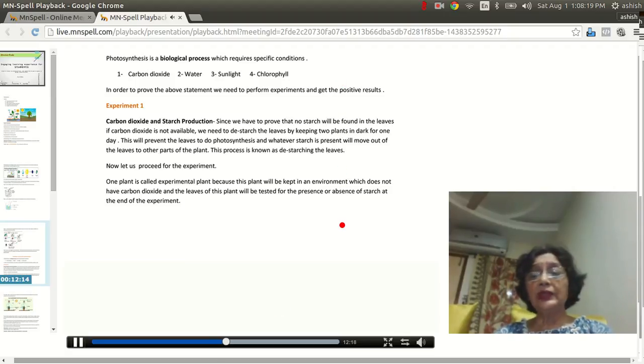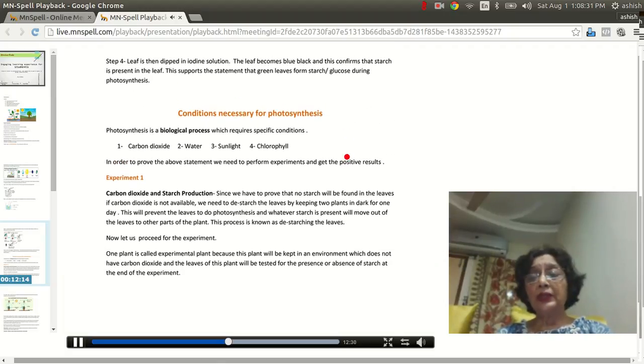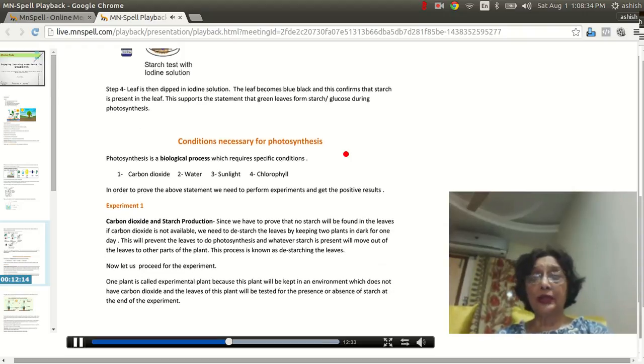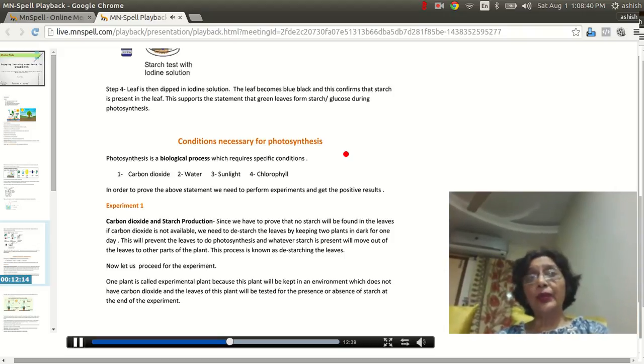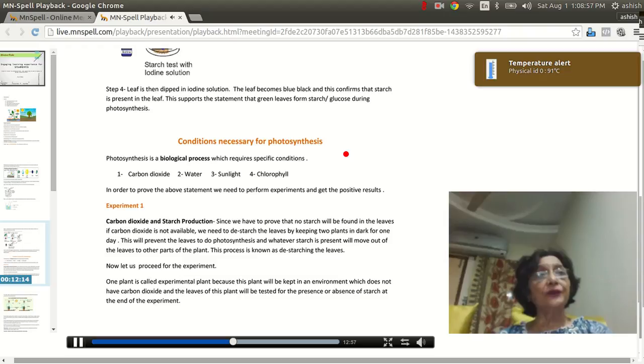Now the next thing is that we have to put the leaf in iodine solution, and that iodine solution will make the leaf appear blue-black, because iodine reacts with the starch and gives a blue-black color. If we see a blue-black color, it means starch is present in the leaf. So now I think I am very clear that it is photosynthesis which formed the starch, and it is this starch which has given a positive test with iodine, and it confirms that starch is one of the products of photosynthesis.